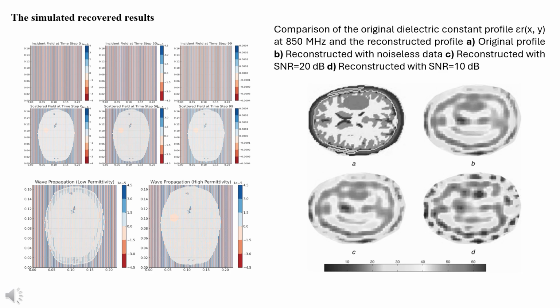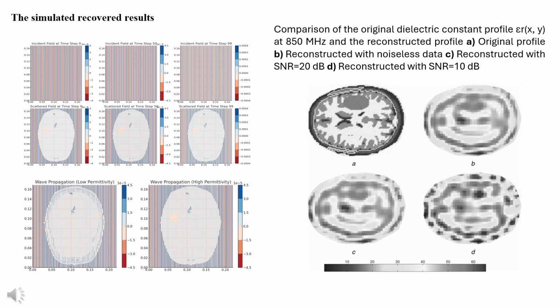1. At time step 0, there is minimal scattering, as the wave has just started to interact with the medium. 2. By time step 50, the scattered field becomes more pronounced, with a pattern emerging where the wave interacts with the material inside the medium. 3. By time step 99, the scattered field is well developed, with noticeable variations that correspond to the structure of the object within the medium.